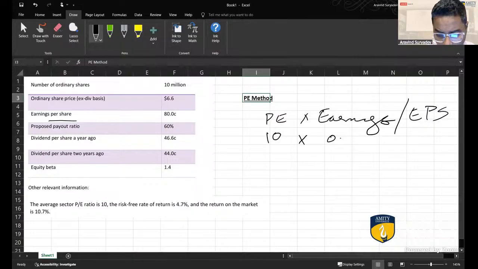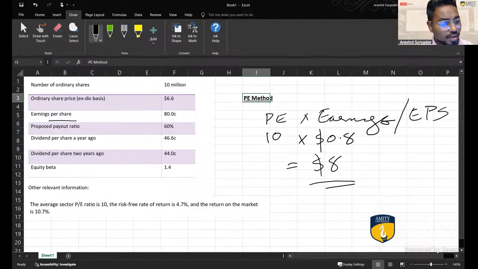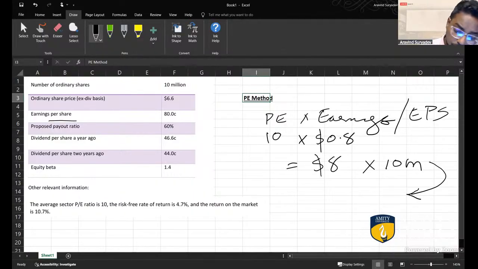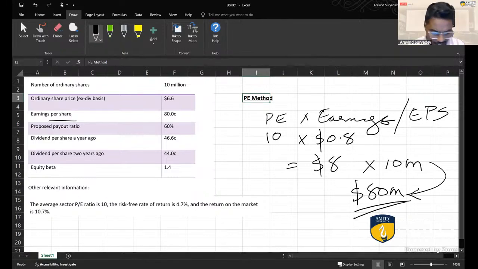So EPS is supposed to be $0.8 per share, which means the price of one share is, well, $8. Now, if the price of one share is $8 and the company has 10 million shares, obviously the total valuation based on the PE ratio, not market cap, would be $80 million. There you go. This is the PE ratio method. Quite easy, super simple. Now, what about the dividend growth model?